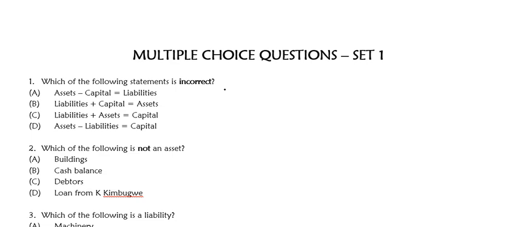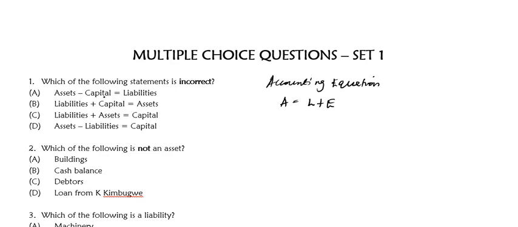Now, when you look at this first multiple choice question, it's testing your understanding of what we call the accounting equation. In accounting, the accounting equation states that assets equals to liabilities plus equity. So they are asking us which of the following statements is incorrect. So let's see which of these statements is incorrect.